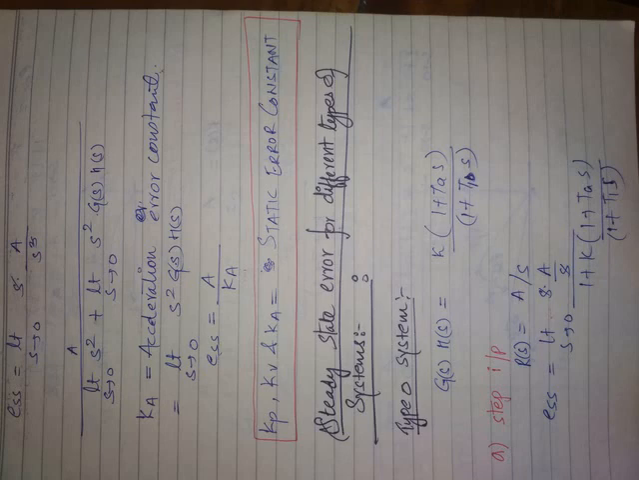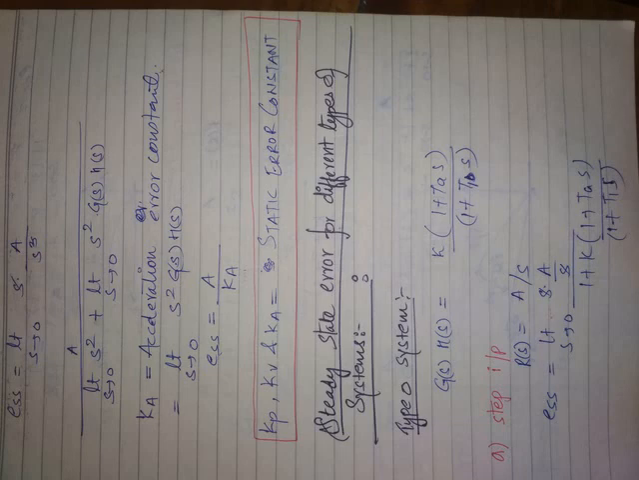Steady state error magnitude is ESS. Limit S tends to 0, S into E of S. It is limit S tends to 0, S into R of S by 1 plus G1 G2 H of S, minus limit S tends to 0, S into G2 of S into H of S by 1 plus G1 G2 into H of S. This is the expression you have to use to calculate steady state errors with respect to input or with respect to disturbance.